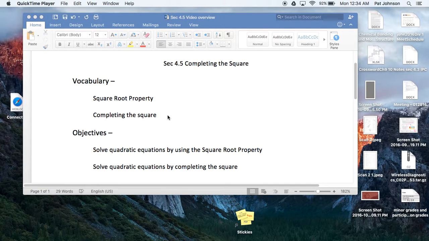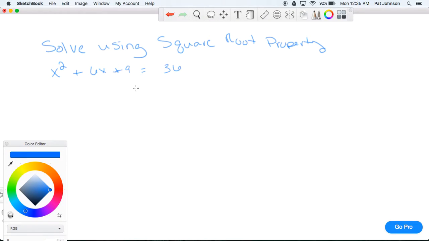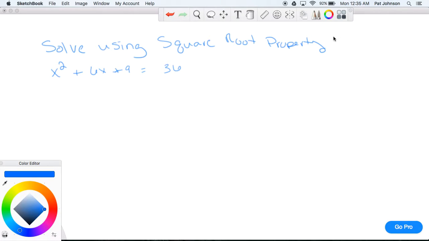This section is 4.5, completing the square. This is the vocabulary that you need to know for this section: square root property and completing the square. Our objectives are to learn to solve quadratic equations by using the square root property, and to solve quadratic equations by completing the square, which should be new to us. So let's first go back and review what solving using the square root property is.